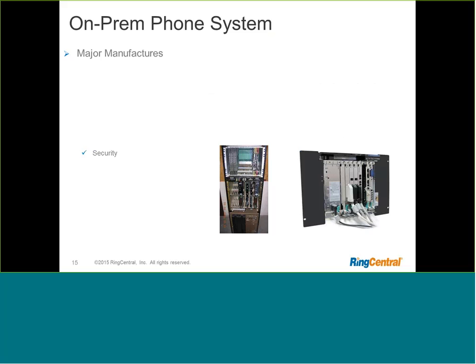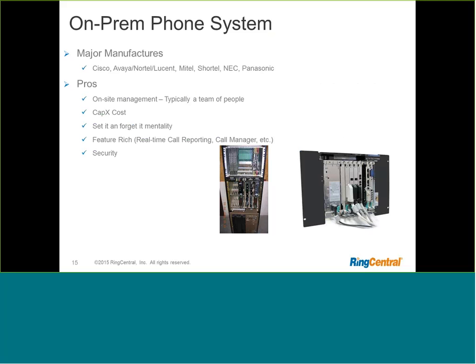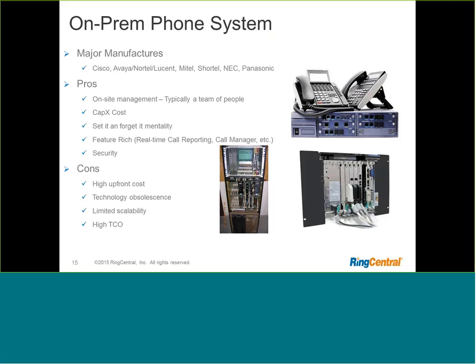Your on-prem phone systems, here's kind of an example here. So you have your major manufacturers, Cisco, Avaya, Nortel, kind of your main guys. Then you'll have your kind of phone closet there. The pros: on-site management usually takes a team of people to do that. It is a CapEx cost, so you're paying that just upfront, usually plus some other management fees. Set it and forget it mentality. Once it's in the closet, it's set up. As a client, you don't really have to mess with anything again. But if you do need to make any changes, you do have to have someone come out, actually update that box and make any changes for you. And security, they are very secure devices for the on-prem.